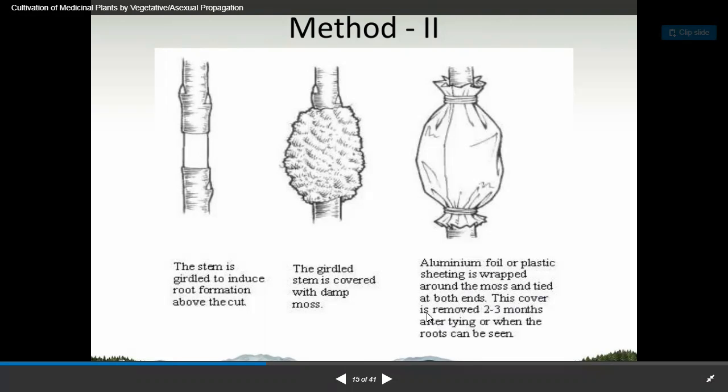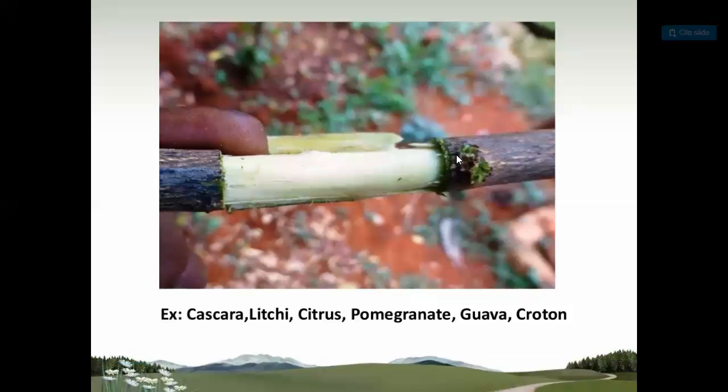This cover is removed 2 to 3 months after tying, or when the roots can be seen, right? So if you do so, the root will start growing from this side. And if you feel that root is developed already by touching this, or if roots are coming out from this hole, later on after 2 to 3 months you can remove this pocket, and it can be grown as a new plant. So this is the second method of layering.